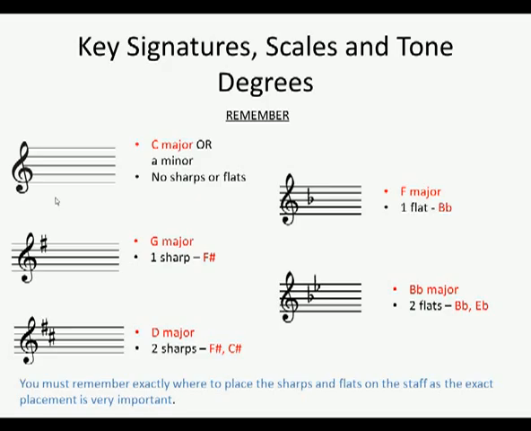Okay, key signatures. Remember, C major or A minor has no sharps or flats. G major has one sharp, F sharp. D major has two sharps, F sharp and C sharp. F major has one flat, B flat. B flat major has two flats, B flat and E flat.